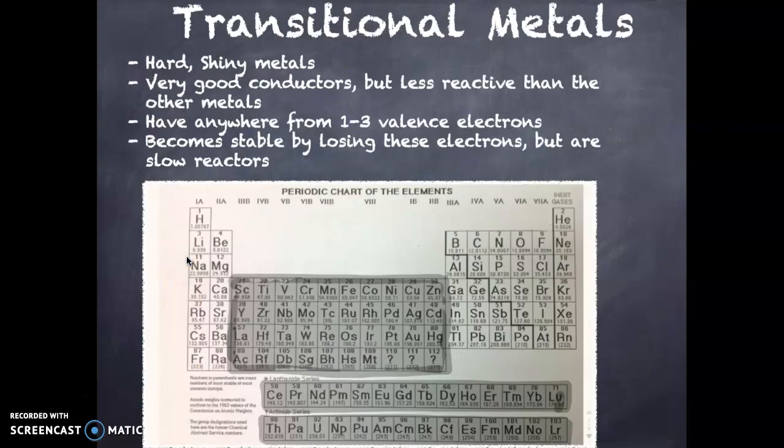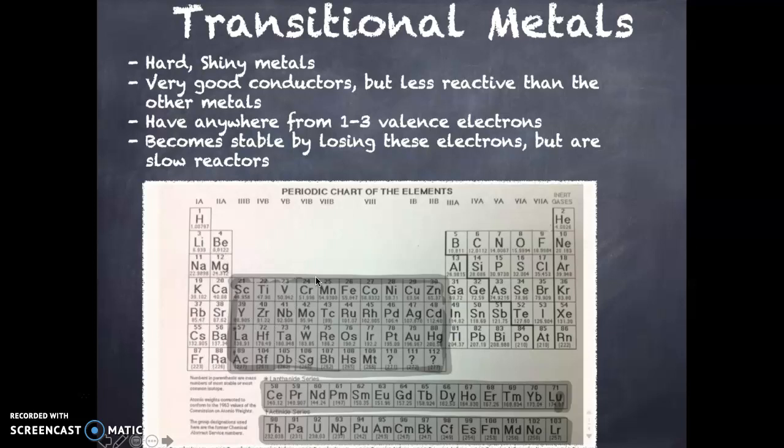Next, we're going to do a big chunk from groups 3 to 12. So all in here. And again, remember, this is part of period 6, and this is part of period 7. So they fall in here. All of these groups we call transitional metals. They're hard, shiny metals, they're extremely good conductors, but they're not incredibly reactive as compared to the alkali and alkaline metals. They're not very reactive.